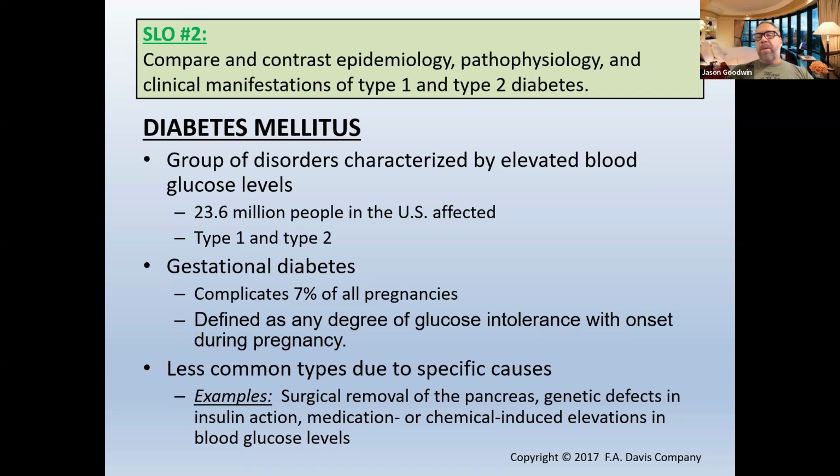There's two types of diabetes, as you probably already know, type 1 and type 2. And then there's also gestational diabetes, which complicates 1 in 10 of all pregnancies, and it's defined as any degree of glucose intolerance during pregnancy. Less common types of diabetes due to specific causes might be related to, let's say, a pancreatic tumor, or genetic defects in insulin action, certain medications, or chemical-induced elevations in blood glucose. Those are all things that can cause it, but these aren't the typical causes because that's an iatrogenic cause.